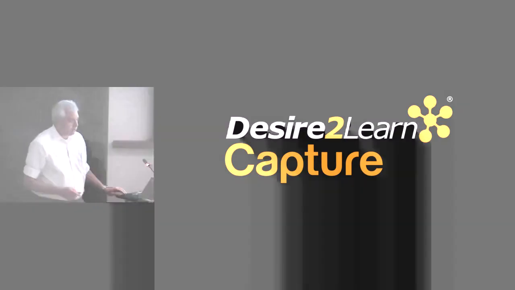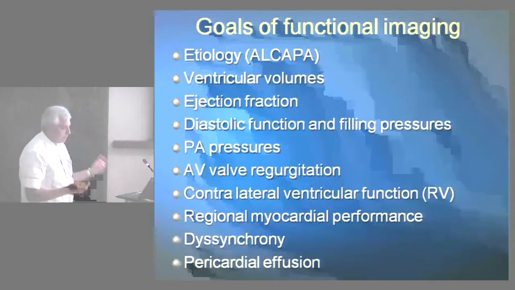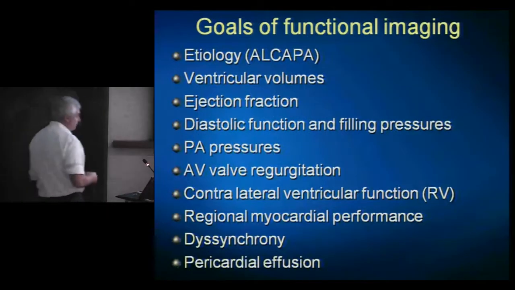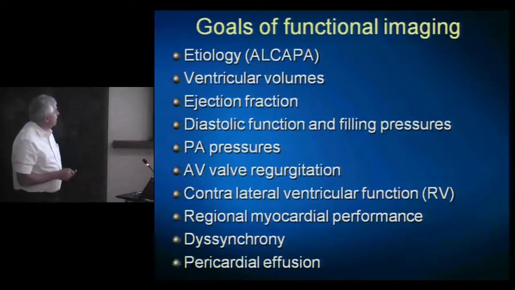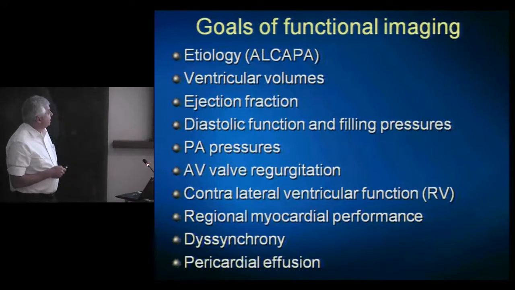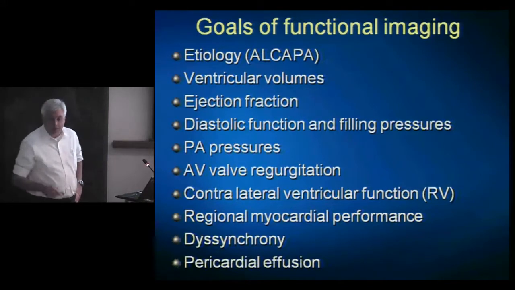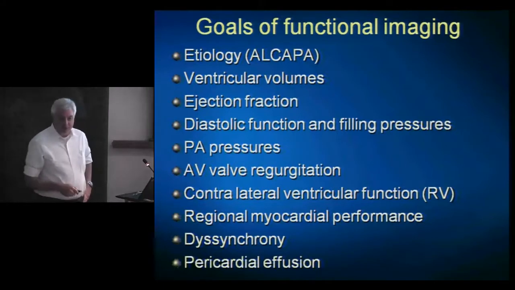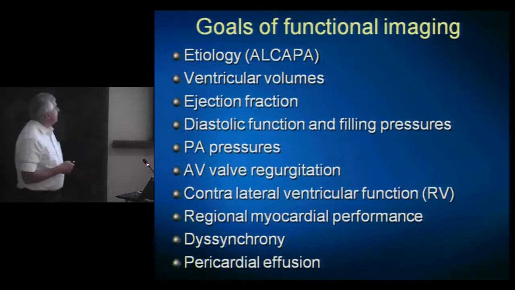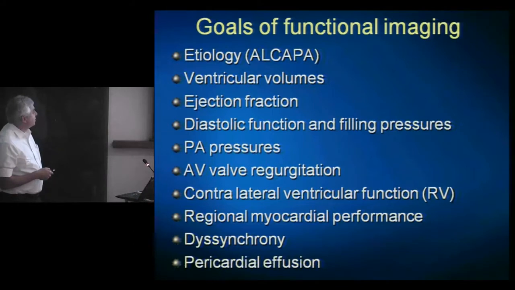So Norman asked me to talk more about the strain and tissue Doppler of this, but I'm going to be a bit more general. Our goals of functional imaging are, A, if we can discover an etiology like Al Kappa that may be reversible or treatable. Obviously, to look at ventricular volumes and ejection fraction.